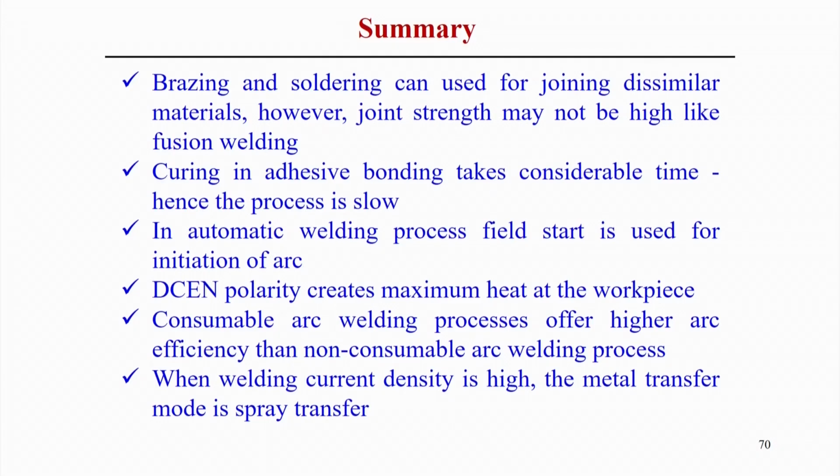But the main obstacle of using the brazing and soldering process for dissimilar combinations of metals is the mechanical strength of the joint. We cannot expect very high mechanical strength from brazing and soldering processes when we try to compare with other fusion welding processes. So, this is one significant point.